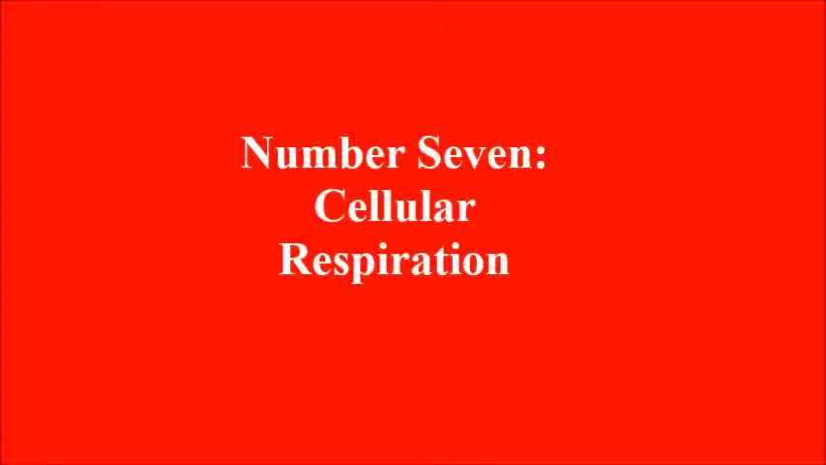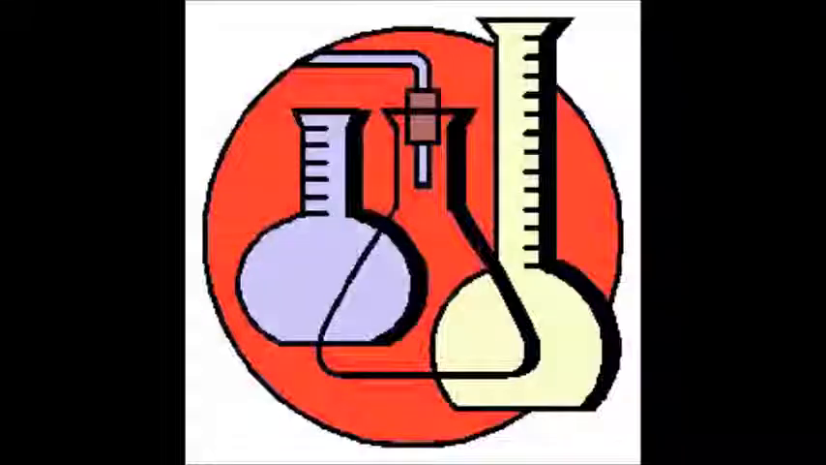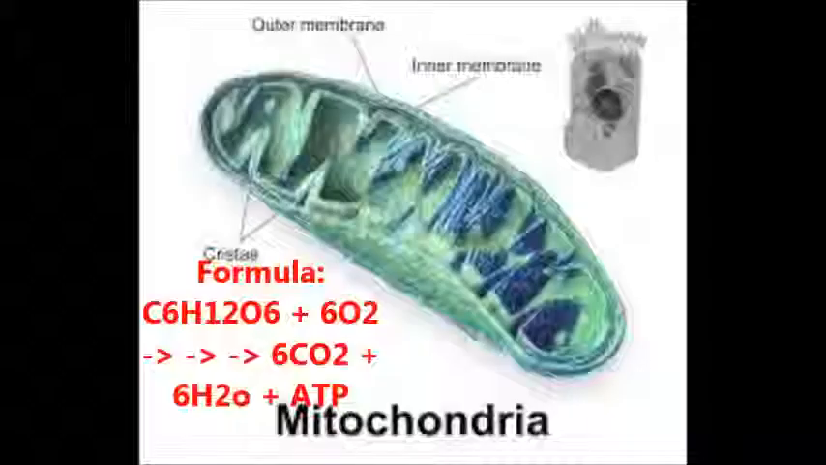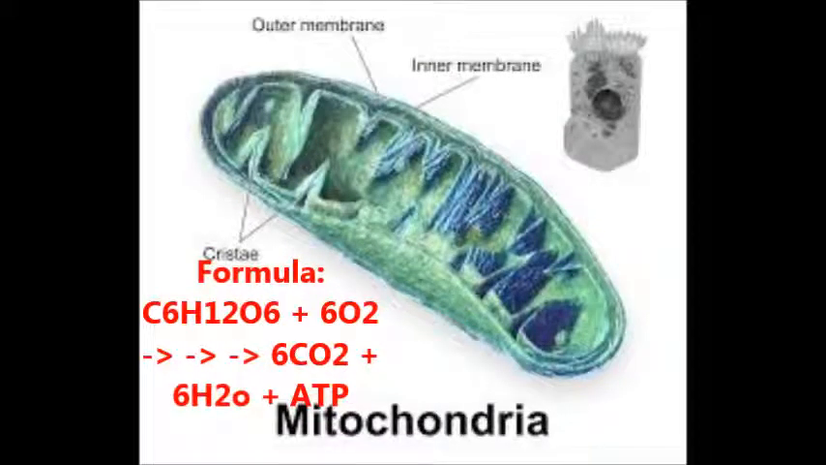7. Cellular respiration. Cellular respiration is a process that releases chemical energy from sugars and other carbon molecules to make ATP when oxygen is present. This process occurs in the mitochondria of animal and plant cells. There's a formula to this. There's 2 reactants and 3 products. So the reactants are glucose plus 6 molecules of oxygen. And when they go through the whole process, we have 3 products. That's 6 molecules of carbon dioxide plus 6 molecules of water plus ATP.